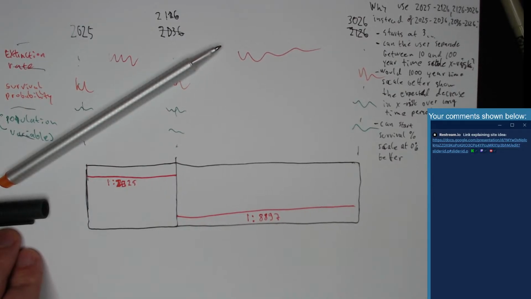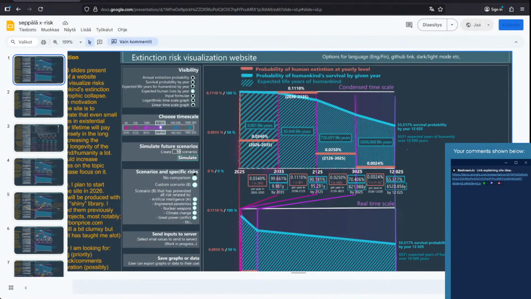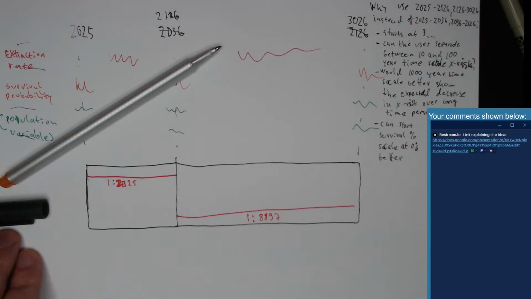because if you look at this, based on what probabilities I have used here, it's going to go to 70% survival probability by year 3000 with these extinction probabilities, compared to if we have these rates until 2126, it goes to 95%, and it's a lot harder to show that 95% there.